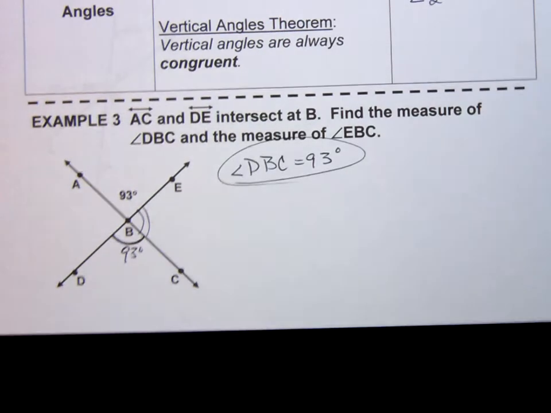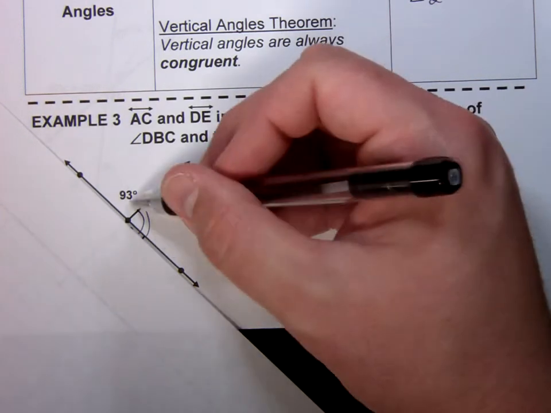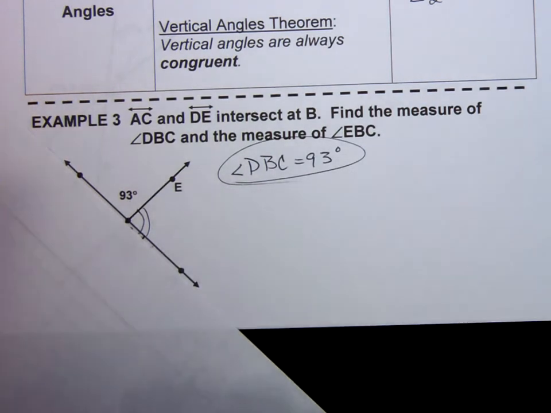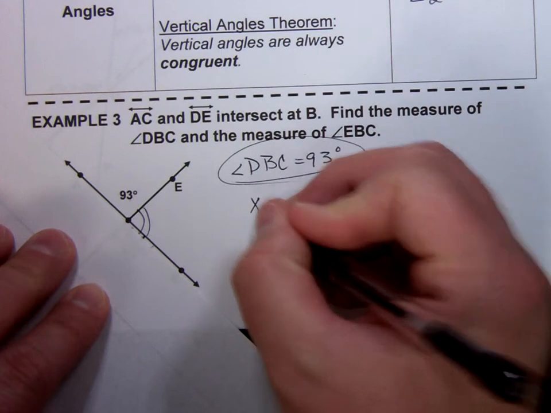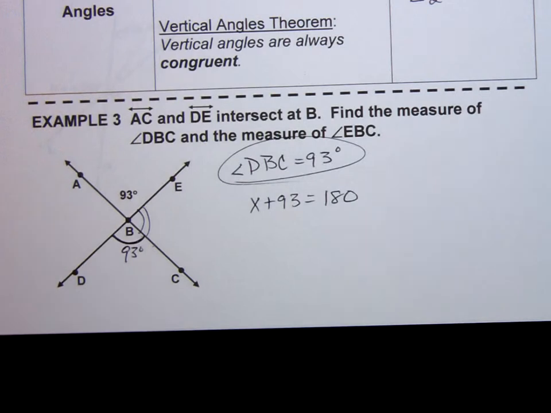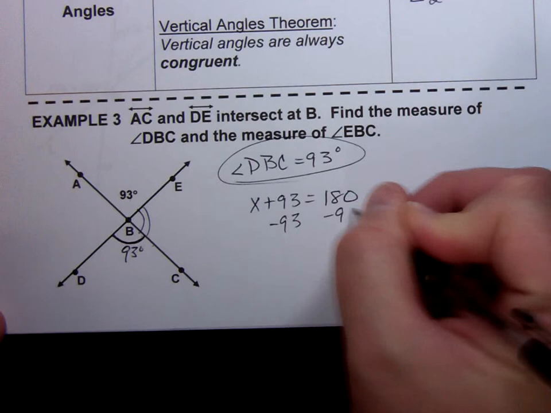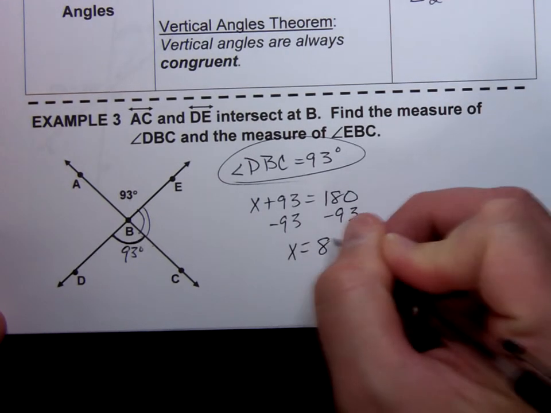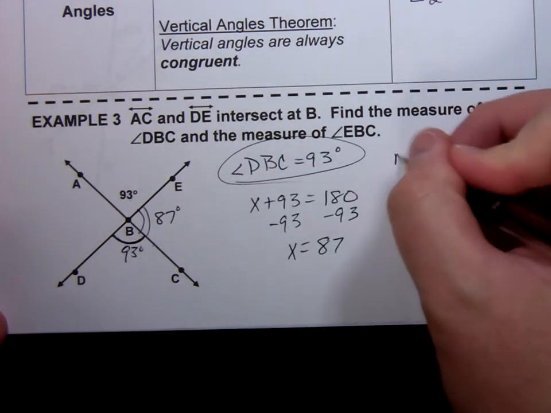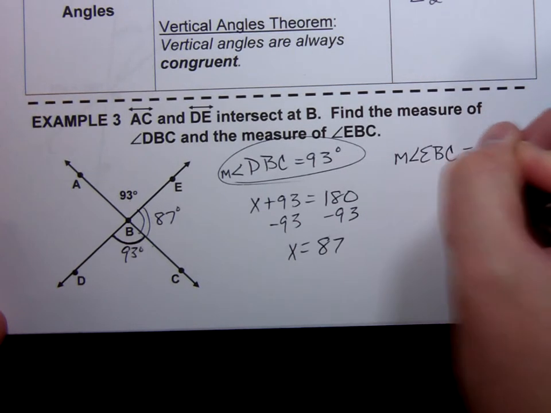Remember those adjacent angles, when you've got two lines intersect, the adjacent angles are a linear pair, and they add up to 180 degrees. Remember, they're supplementary. So I know that this angle, whatever it is, plus 93 degrees has to equal 180. So to solve for x, I subtract 93. I should get 87. I know that angle EBC is 87 degrees. Oh, I forgot to put the measure earlier. The measure of angle EBC is 87 degrees.